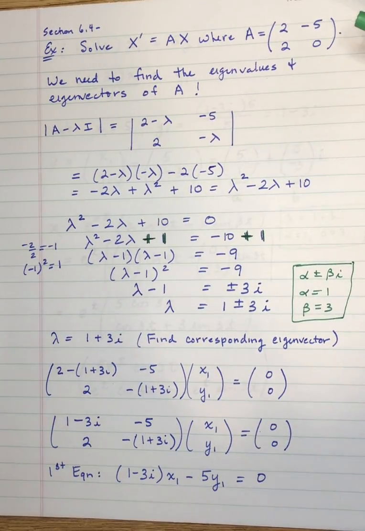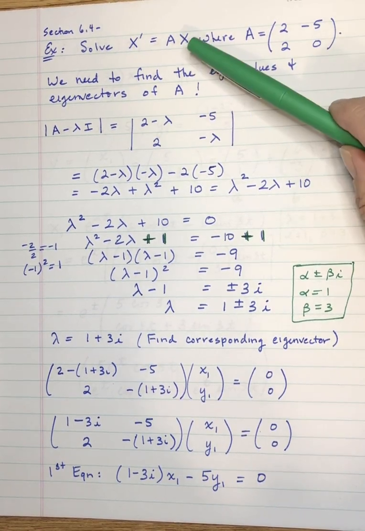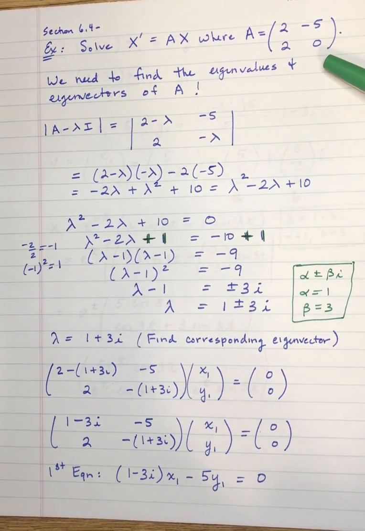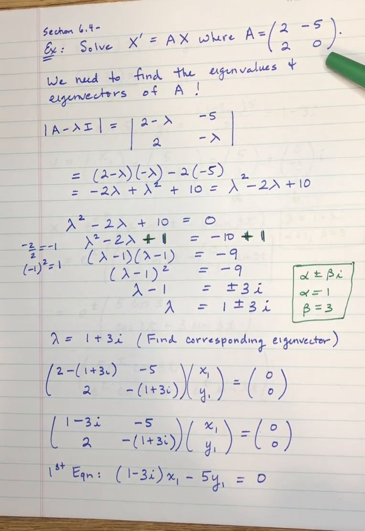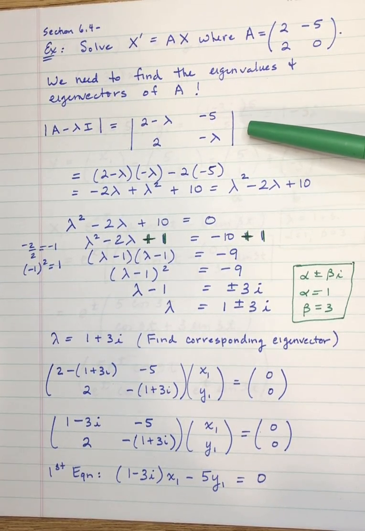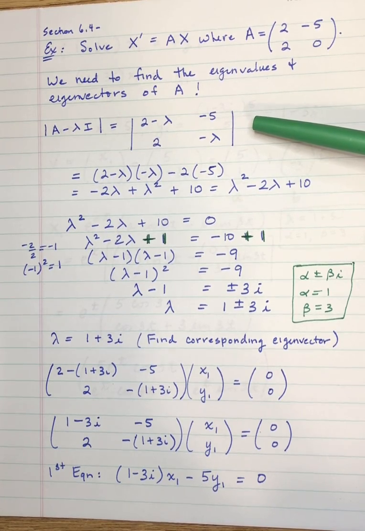So let's solve a system of differential equations where we get complex conjugate eigenvalues. Let's solve x prime equals Ax, where A is given by this matrix. Of course, we need to find the eigenvalues and the corresponding eigenvectors of A. So we find the determinant of A minus lambda I, given by this expression.